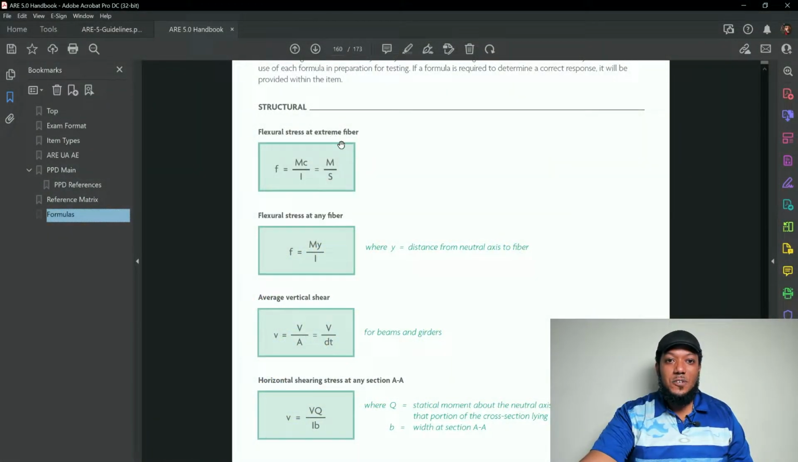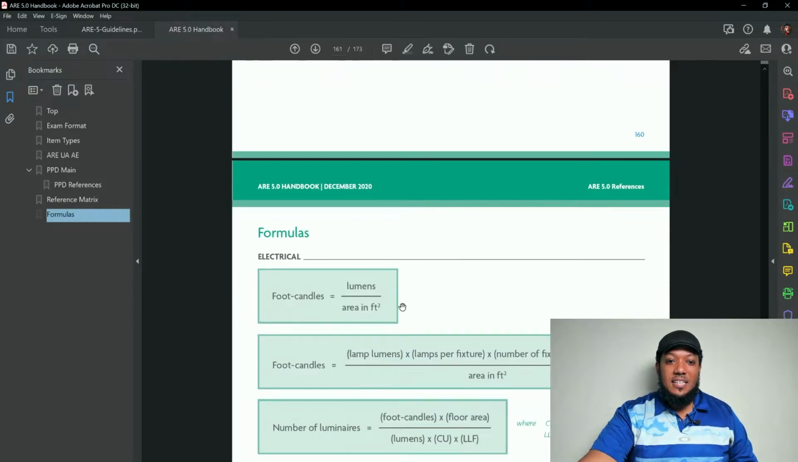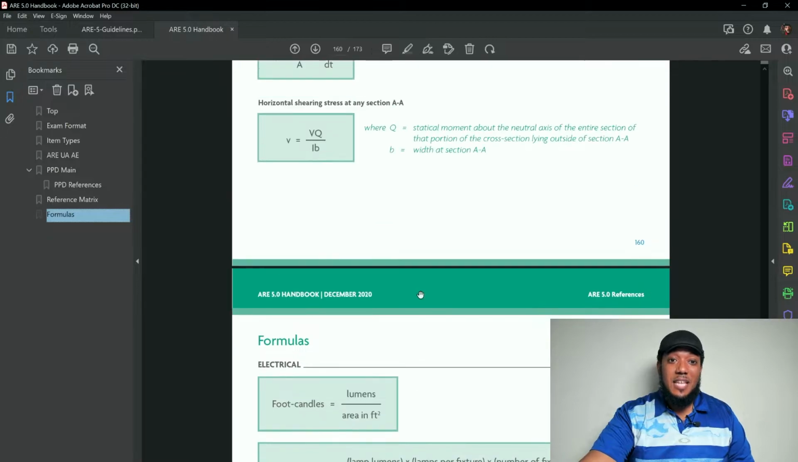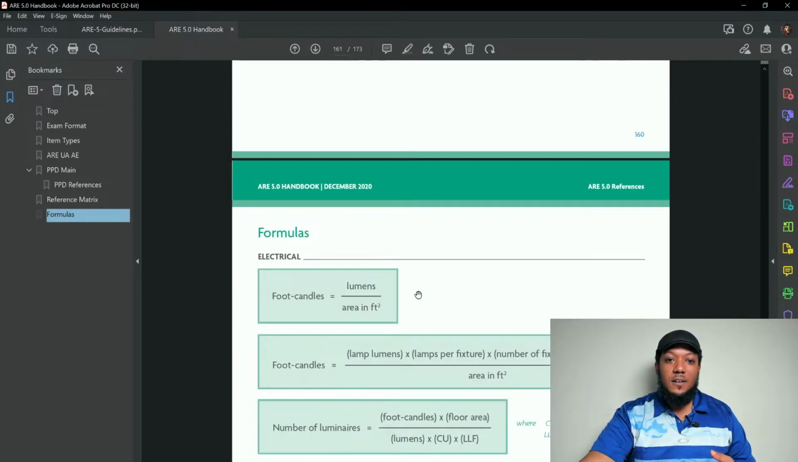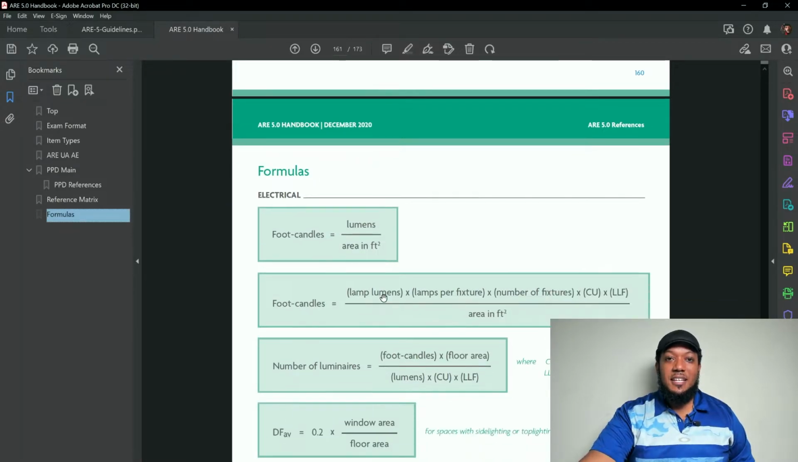These formulas might seem a little bit stressful at first when you're talking about flexural stress, vertical shear. The idea is that you do need to have the concepts and the formulas at the same time. And the same thing for electrical formulas, right? Do I use this really in practice? Not really, but the idea is it's important.